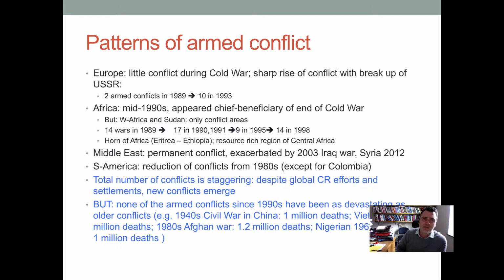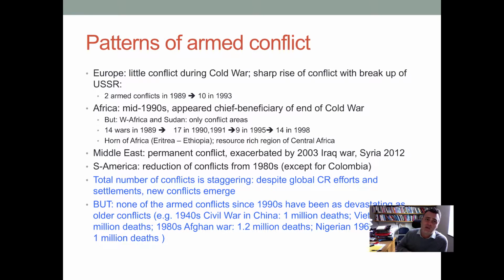If you're looking at Europe, there was very little conflict during the Cold War because of the two superpowers. And that certainly has risen sharply after the breakup of the Soviet Union. We had two armed conflicts in '89 and then 10 in 1993. And the Balkan War, of course, was a particularly destructive civil war with the breakup of the former Yugoslavia.